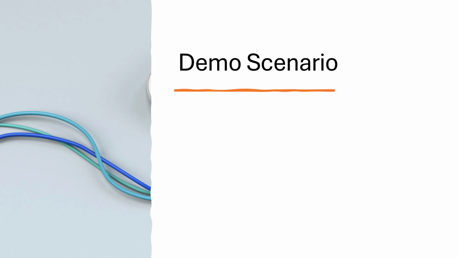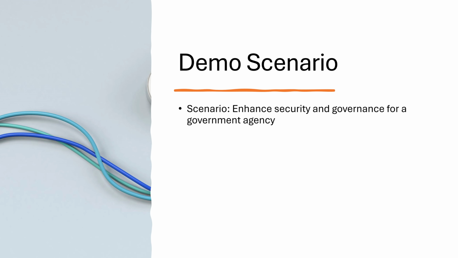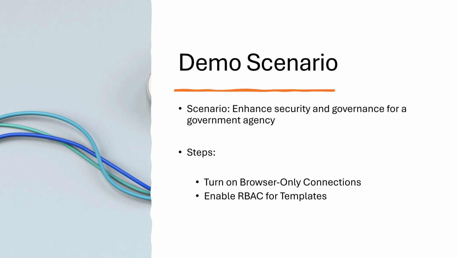Now let's take a look at our demo scenario for this video. Let's assume we're enhancing security and governance for a government agency. The steps we're going to take: first, we're going to turn on browser-only connections, and this is an environment variable inside of our Helm chart. Then we're going to enable RBAC for templates. And finally, we're going to take a look at our audit logs. So let's go ahead and get started with our demo.